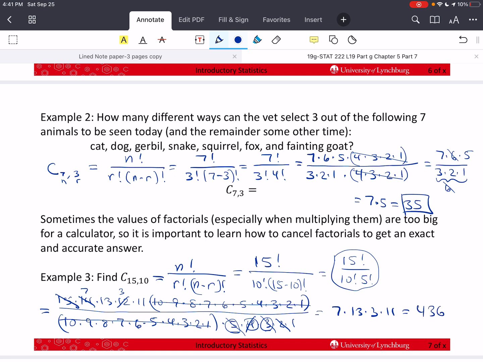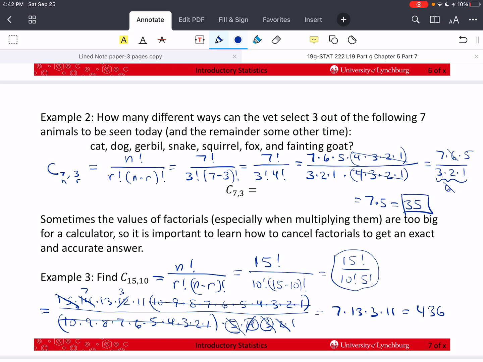I'm going to check and make sure that I did it right. I'm going to say 15 math, and then nCr, 10. Oops, I did something wrong. I canceled out too many somehow. 15 choose 10, it says it's 3003. Okay. So I've got those.